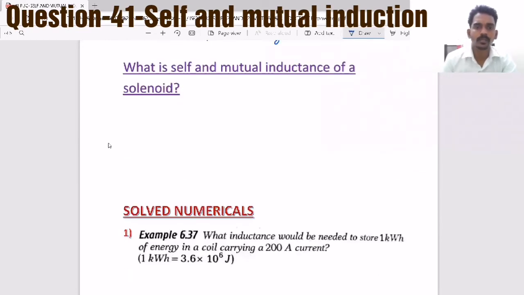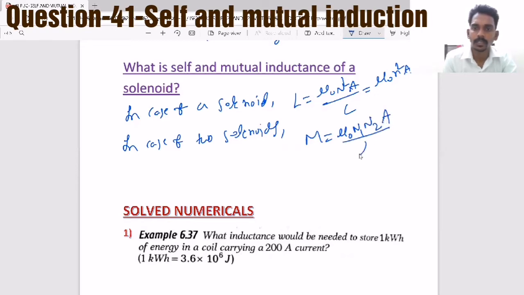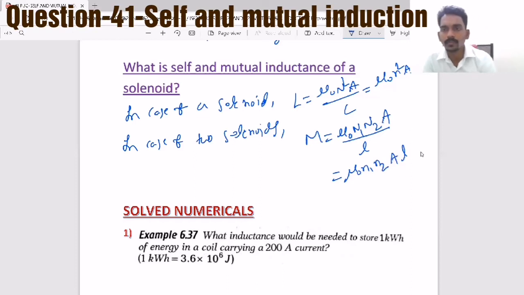What is self and mutual inductance of a solenoid? In case of a solenoid, the self-inductance is mu naught N square A by L, or mu naught n square A into L, where small n is number of turns per unit length, capital N by L. And in case of two solenoids, one inside the other, the mutual inductance is mu naught N1 N2 A by L, or mu naught n1 n2 A into L. L is the length of both the solenoids and A is the area of the inner solenoid.